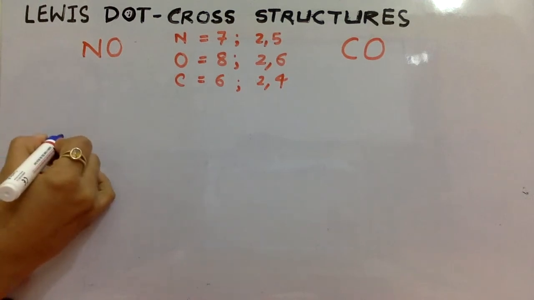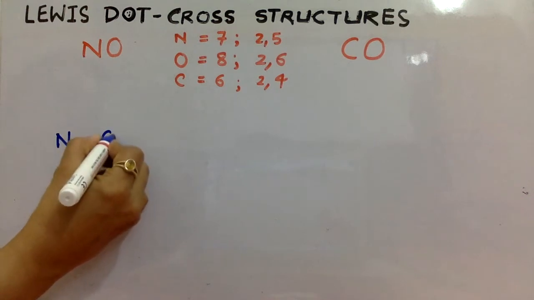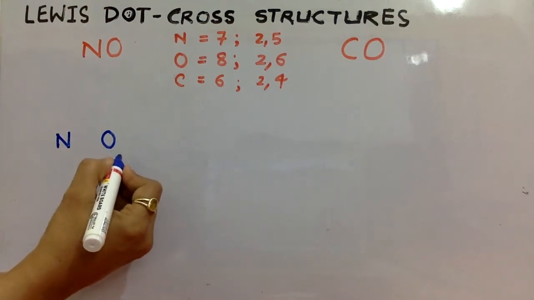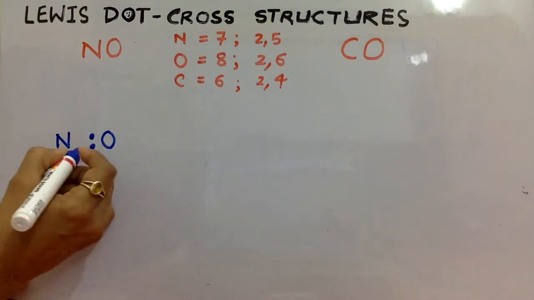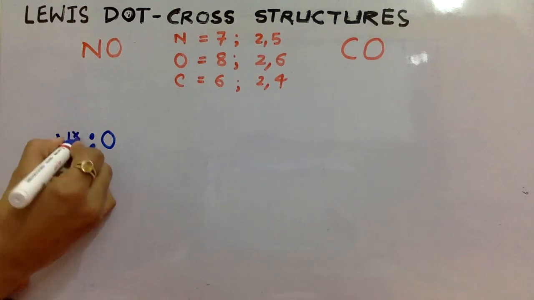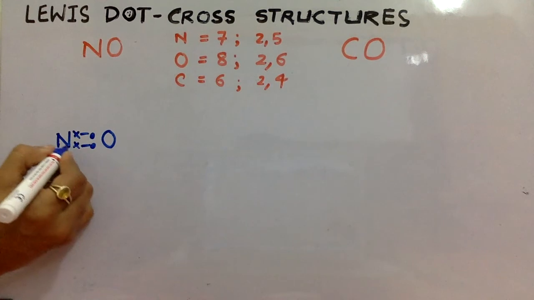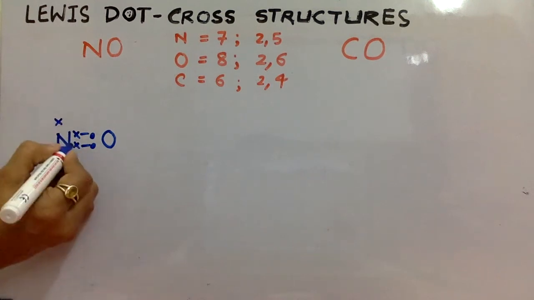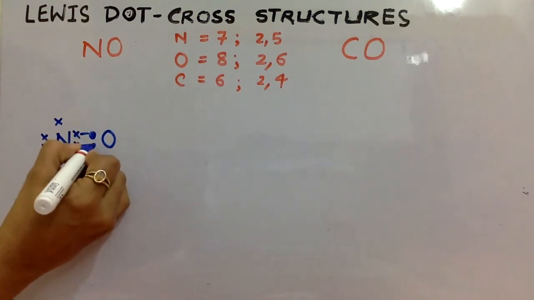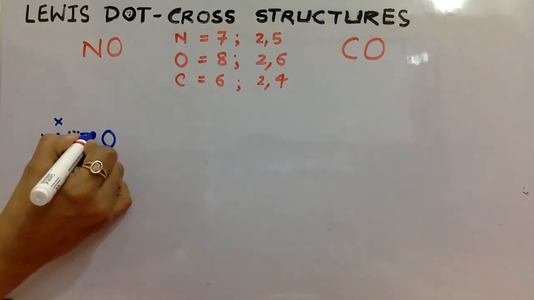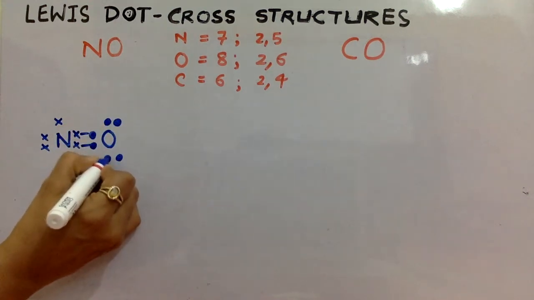We have nitrogen here and oxygen. Oxygen contributes 2 electrons. Nitrogen contributes 2. The bond is formed. But nitrogen has 5 in the valence shell. So 1, 2, 3, 4, 5. Oxygen has 6 in the valence shell. So 1, 2, 3, 4, 5 and 6.